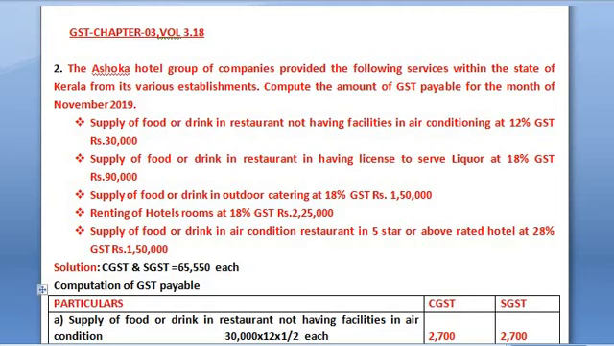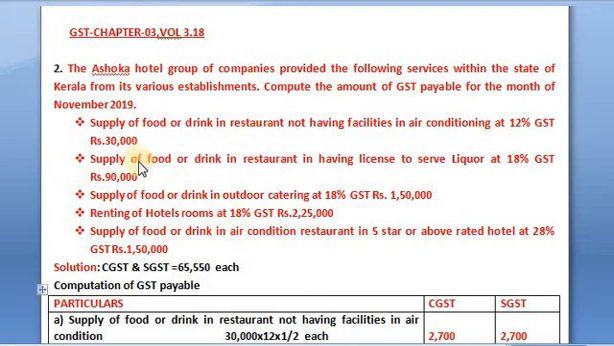Supply of food or drink in a restaurant not having facilities of air conditioning at 12% GST. So here 30,000, 12% GST. See, it is a restaurant, so it is chargeable. When it comes to a restaurant, obviously it is chargeable for the services whatever they render and for the food and drink they provide. Whether they have AC facilities or not, they charge GST for it. And 30,000 into 12% GST they have given. Whatever the amount you get, you have to divide equally for both CGST and SGST.